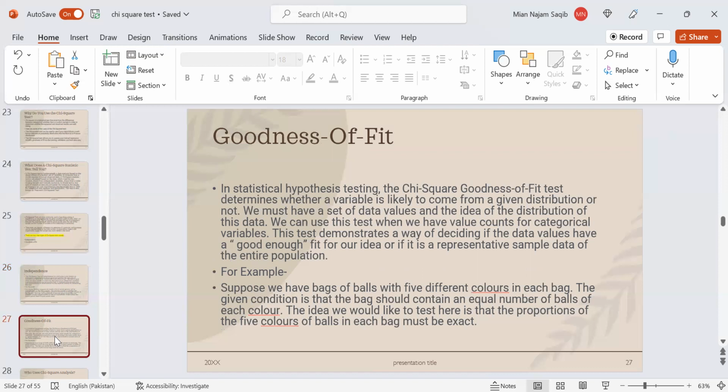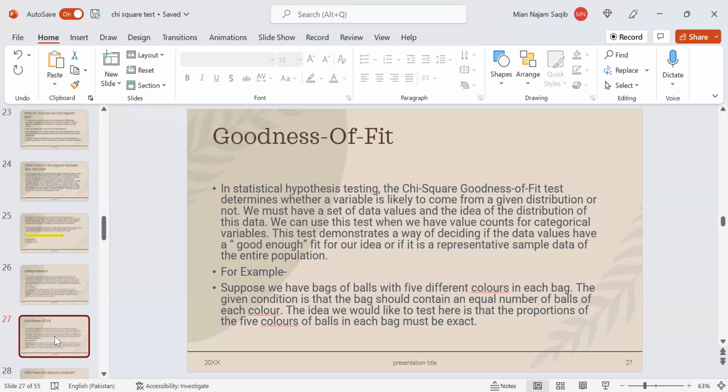Goodness of fit. In statistical hypothesis testing, the chi-square goodness of fit test determines whether a variable is likely to come from a given distribution or not. We must have a set of data values and the idea of the distribution of this data. We can use this test when we have value counts for categorical variables. This test demonstrates a way of deciding if the data values have a good enough fit for our idea or if it is representative sample data of the entire population.